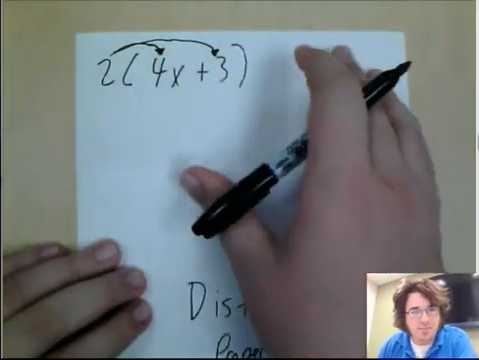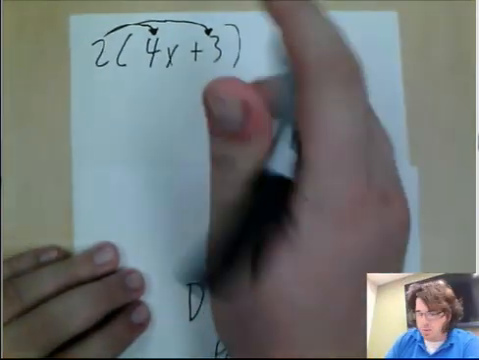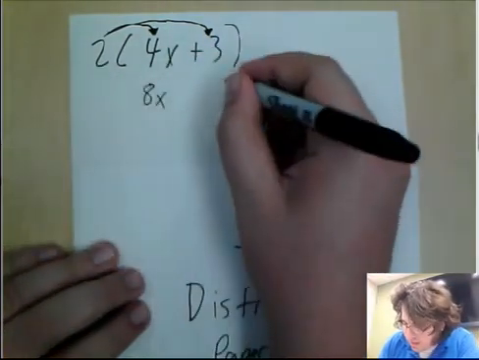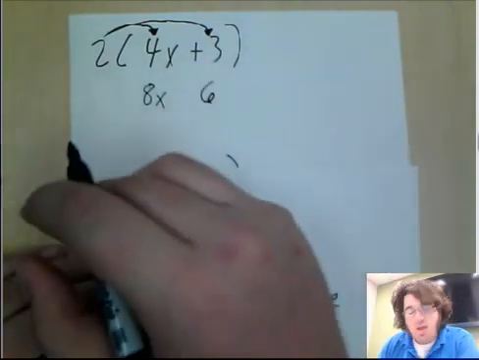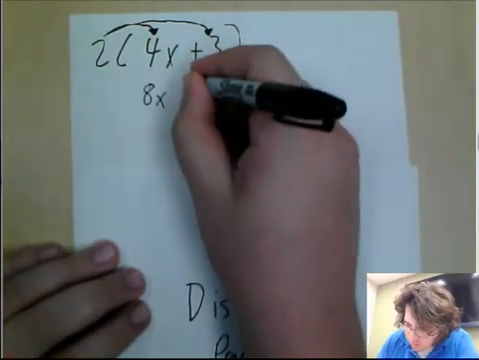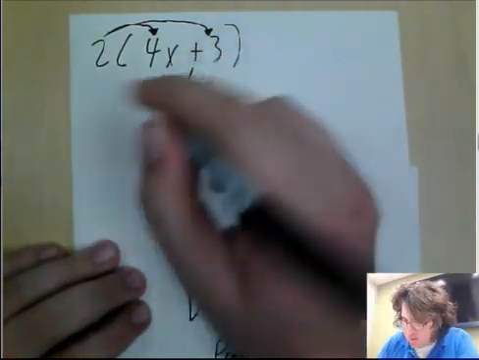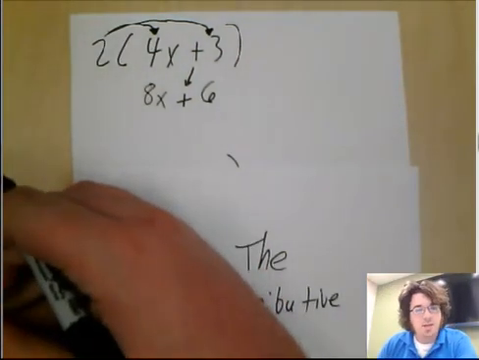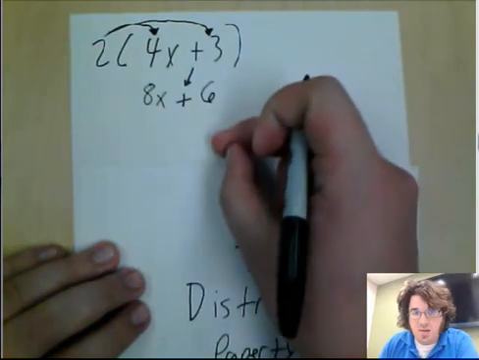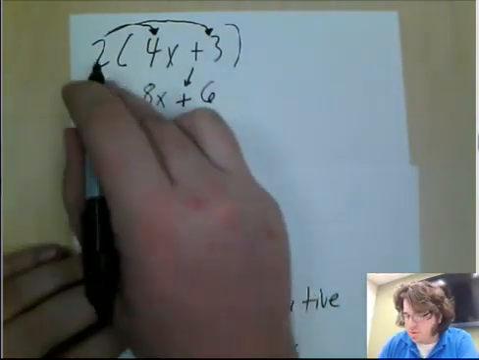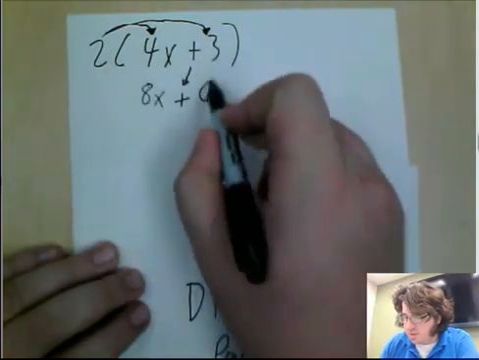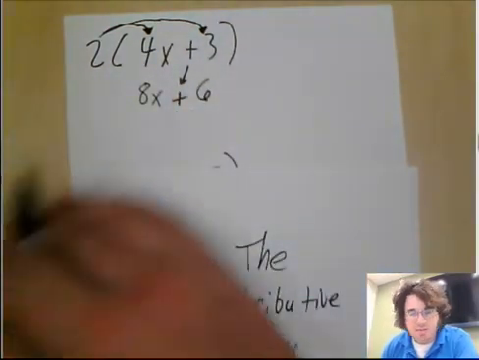He gets to everything. All right, so what we do, 2 times 4x, well, that's just 8x. 2 times 3, that's 6. And now don't forget, we got to bring that down. We got to bring that addition sign down, okay? So the operation comes down. So 2 times 4x is 8x, 2 times 3 is 6, and then we bring down the plus sign.